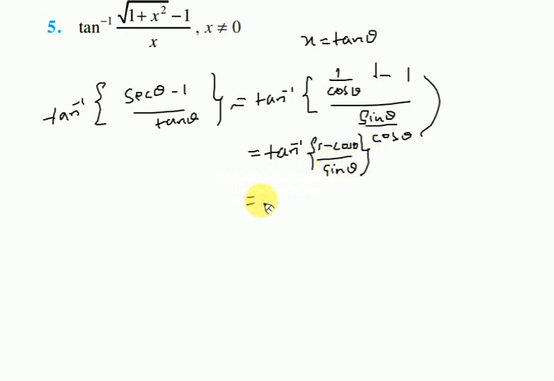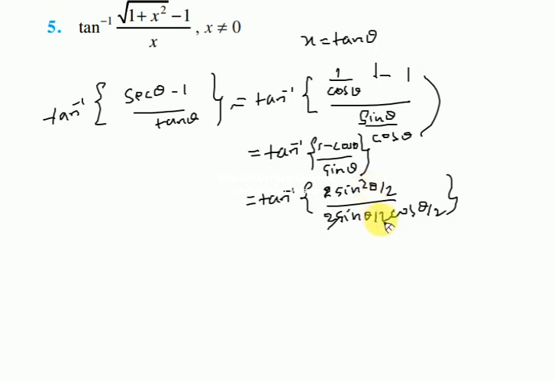To convert it into standard form, we need to write it as tan inverse of 1 minus cos theta will be 2 sin square theta by 2. Sin theta will be 2 sin theta by 2 into cos theta by 2. Therefore, you can cancel 2 and 2, sin square theta and sin theta by 2. Therefore, it will be sin theta by 2 upon cos theta by 2, which is tan inverse of tan theta by 2, which is equals to theta by 2. But what is theta? For our substitution, this theta is tan inverse of x. Therefore, it is tan inverse of x divided by 2.